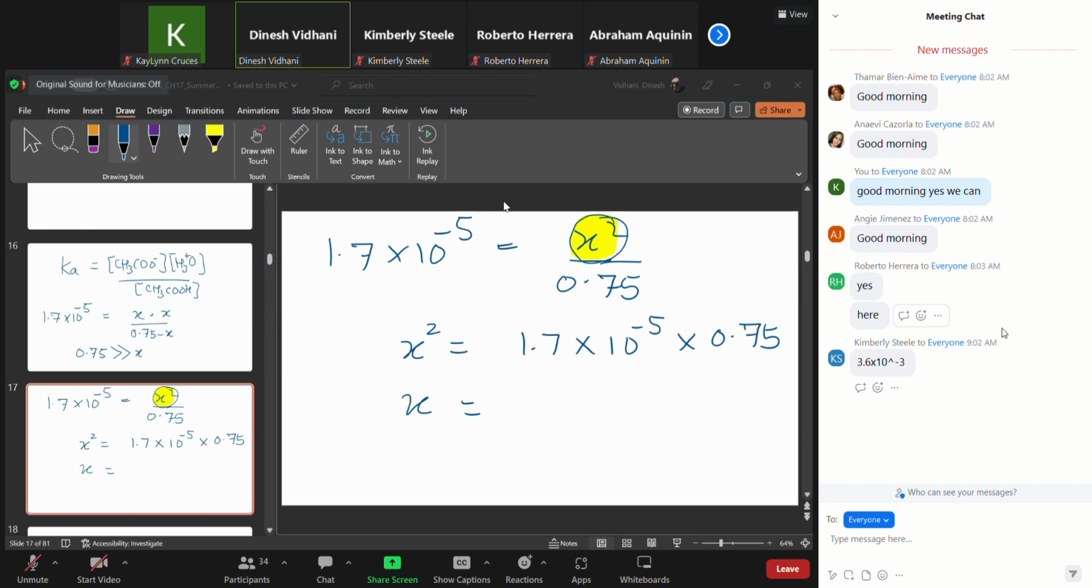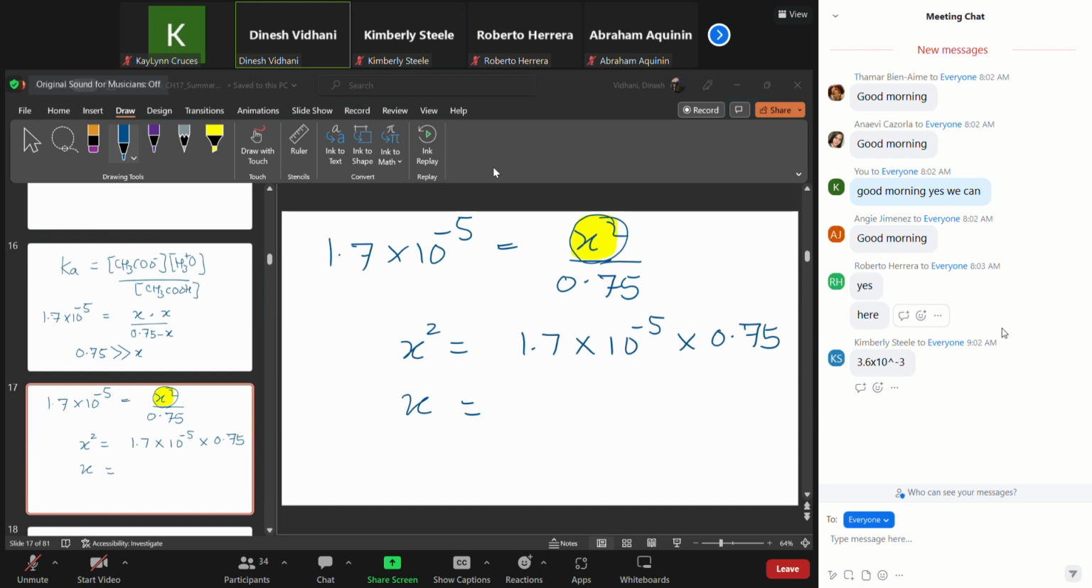Guys, why am I getting 3.6 × 10 to probably the wrong power? I'm sorry? I said I'm probably wrong. I'm getting 3.6 × 10^-2. Are you guys getting that? Let me check one more time. Maybe I'm doing something not right with my exponents.